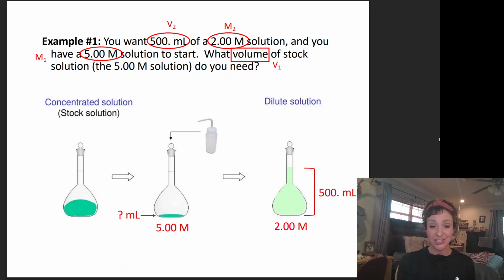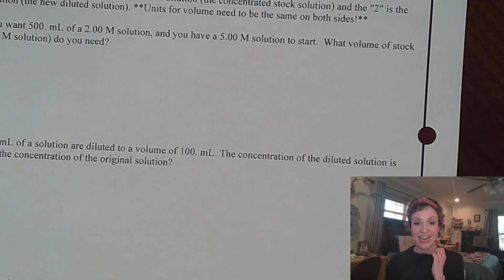So what that is actually going to look like, I know I have a 5 molar solution. I'm going to take some of that 5 molar out. How much do I need to take out? What volume do I need to take out to add enough water to bring me to a total volume of 500 milliliters to make that 2 molar solution? So let's see if we can now calculate that to figure out what that mystery volume is, that V1 volume.